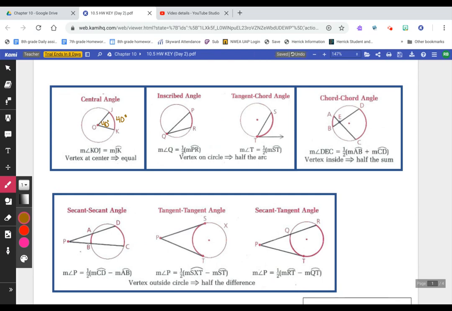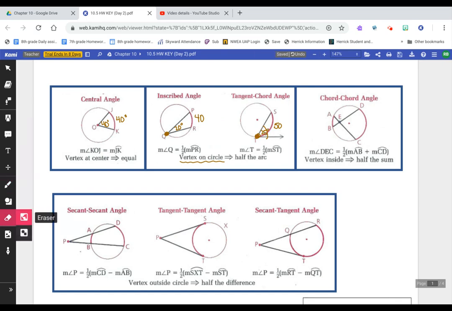For inscribed angles and tangent chord angles, remember both situations have a vertex on the circle. So our vertex is right here and our vertex is right here. And the rule is the same for both of these. Whatever the inscribed arc is, the angle is half of that. So if this arc was 40, then this inscribed angle would be 20 degrees. If this arc over here was, let's say, 50, then this angle right here would be 25 degrees.